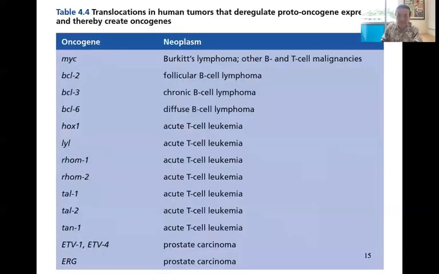All right. So here are some other examples of other translocation events that lead to specific tumor phenotypes. So we already talked about MYC.